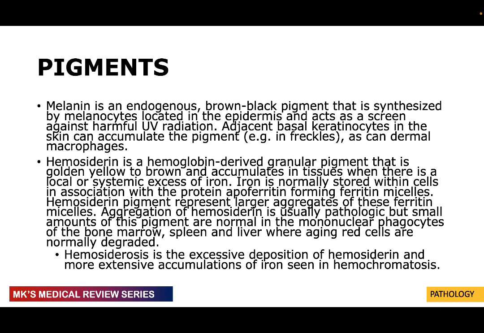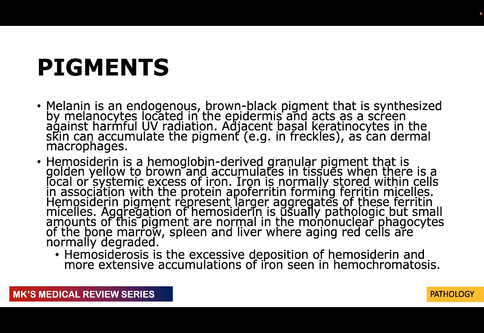Then melanin is what gives your skin its dark color. It's an endogenous brown-black pigment synthesized by cells of the skin known as melanocytes. These melanocytes are found in the epidermis and account for about 10% of the cells of the epidermis. They act as a sunscreen to prevent ultraviolet radiation from harming your cells, and adjacent basal keratinocytes in the skin can accumulate the pigment, so you may develop things like freckles, as can the dermal macrophages.